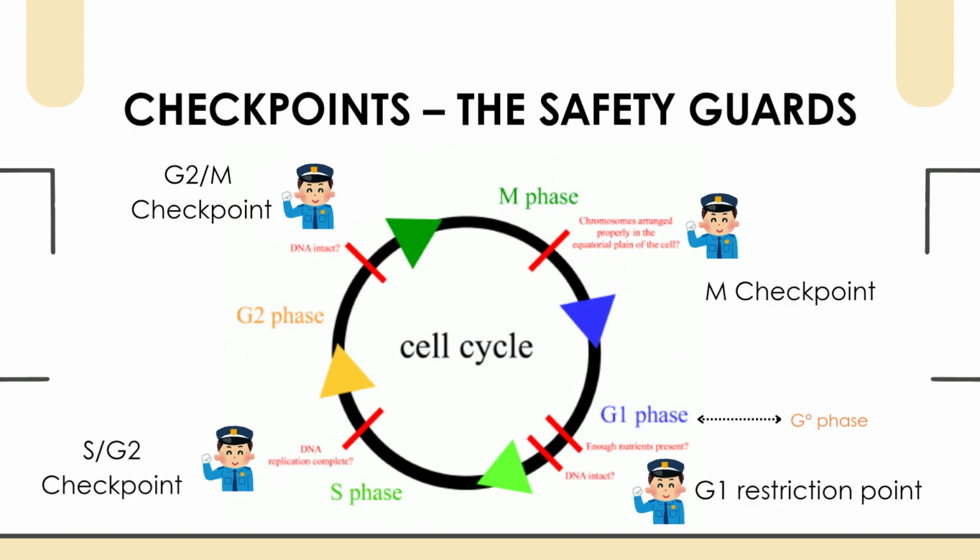To make sure everything runs smoothly, the cell has checkpoints, like security guards stationed at critical points. They ensure no damaged or incomplete DNA moves ahead. Cells don't just divide blindly, they cross four gates of control. First, at the G1 restriction point, the cell decides whether to divide at all. Next, during DNA synthesis, the G1/S checkpoint ensures replication accuracy. Then comes the G2/M, confirming that DNA is intact and ready for division. Finally, the spindle or mitotic checkpoint ensures every chromosome is properly attached before separation.